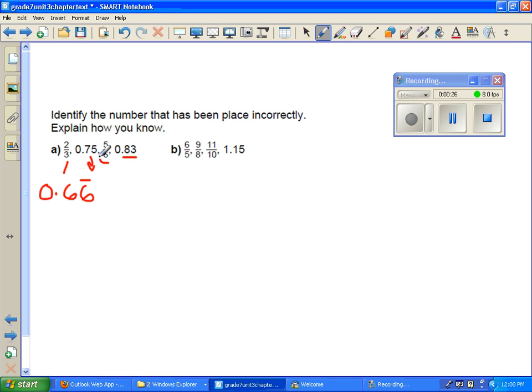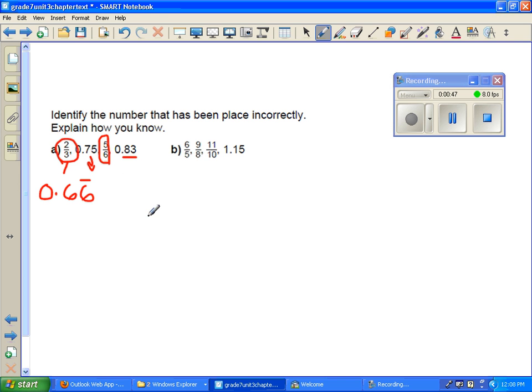The only one you got a question on is this guy right here. So really, out of these three, this one's in the proper order way down here. This one is in the proper order here, and this one's here. But if you didn't know 2/3 was that, you could go ahead and go 2 divided by 3, and you'd get that number.